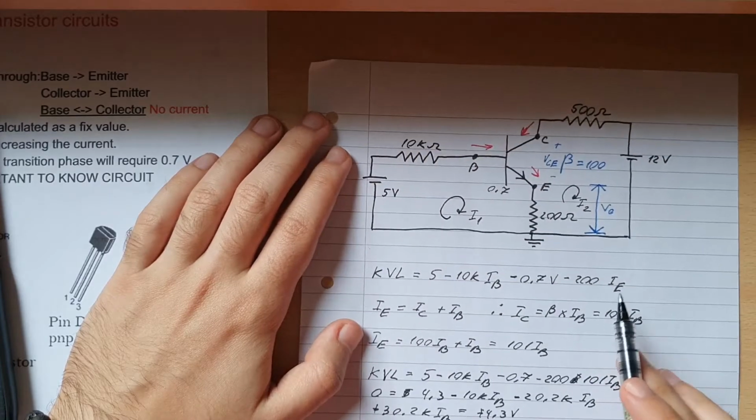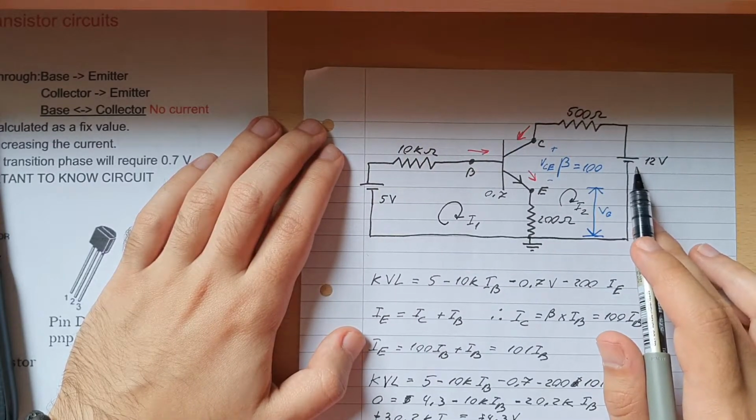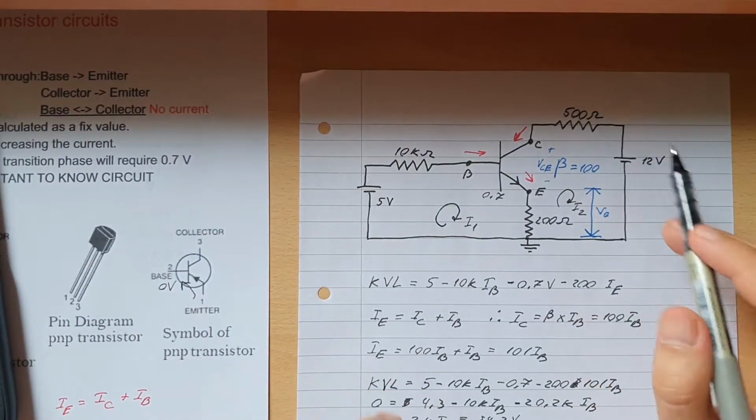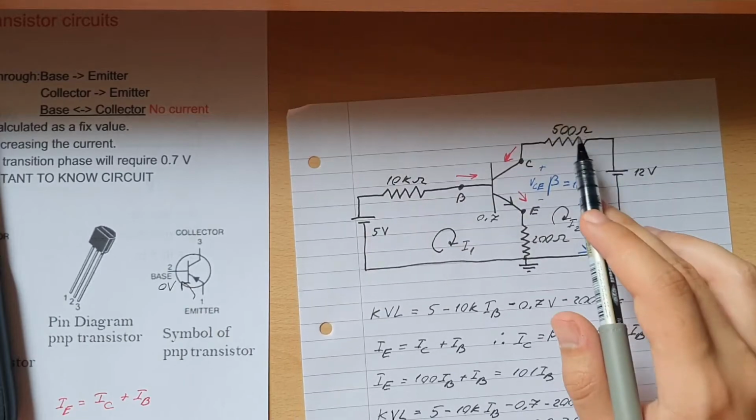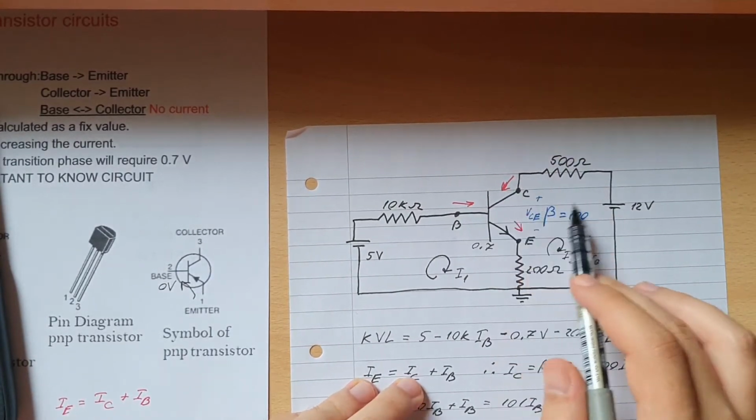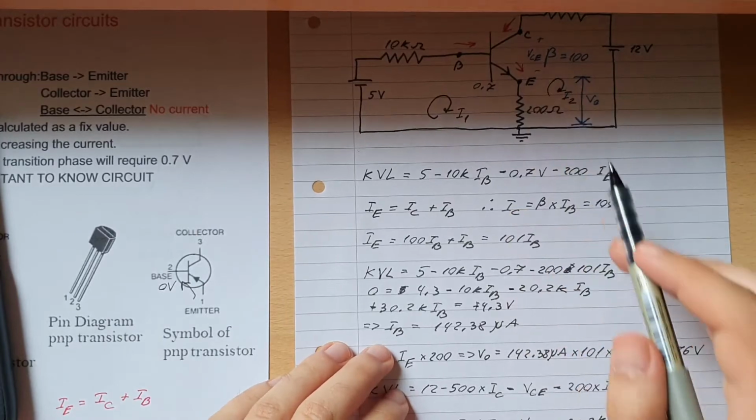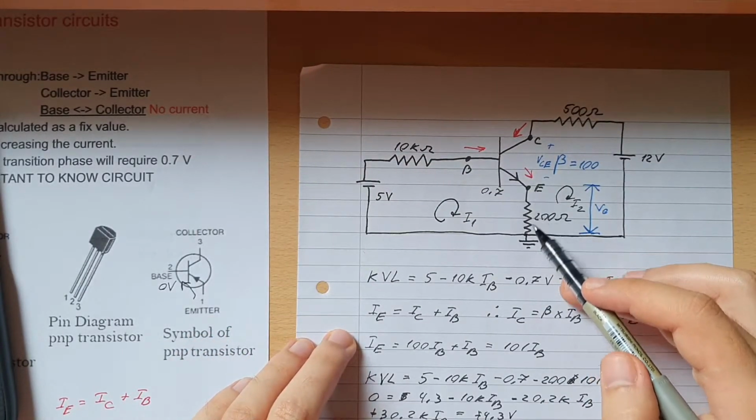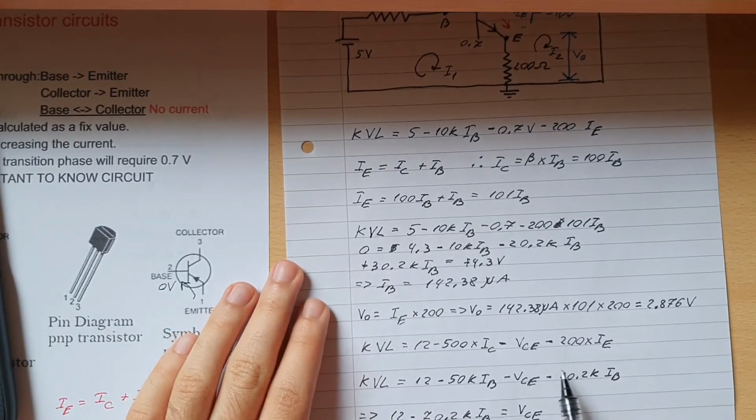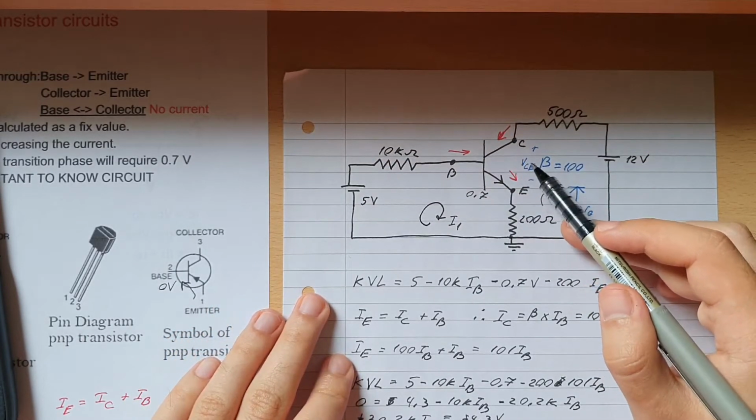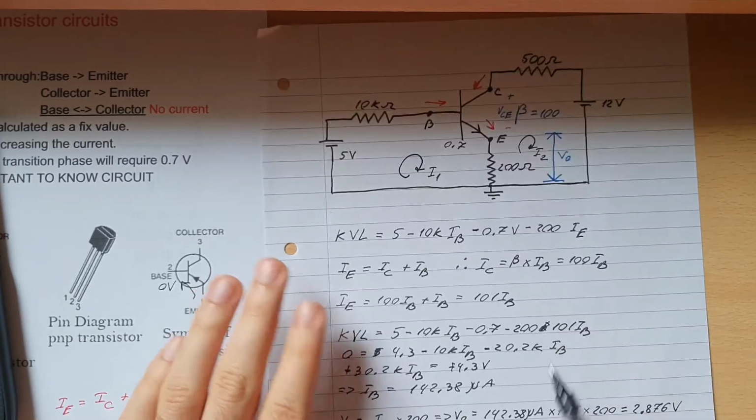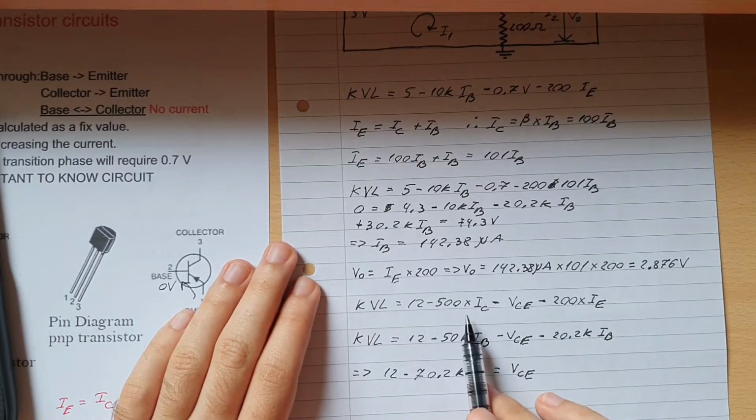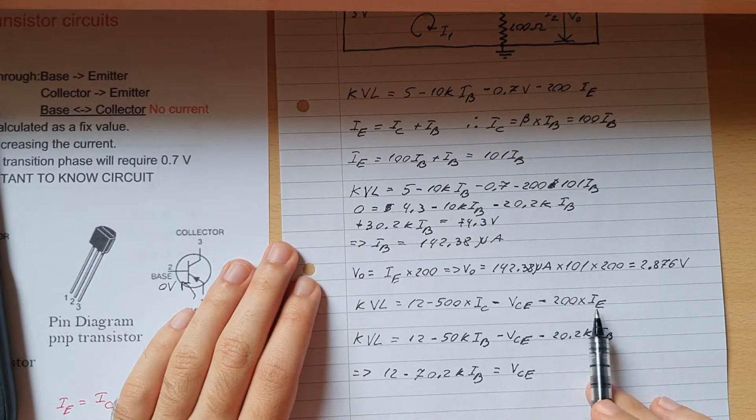Now, the way you do it is you use the 12 volts and then you take away the 500 ohms multiplied by the current IC, because IC is going through the 500 ohms, and then you take away the 200 ohms, but this time with the current IE, because IE is going through it. And remember, you also need to take away the VCE because it's in the way. And I just wrote the formula down here for it. 12 minus 500 IC minus VCE minus 200 times IE.